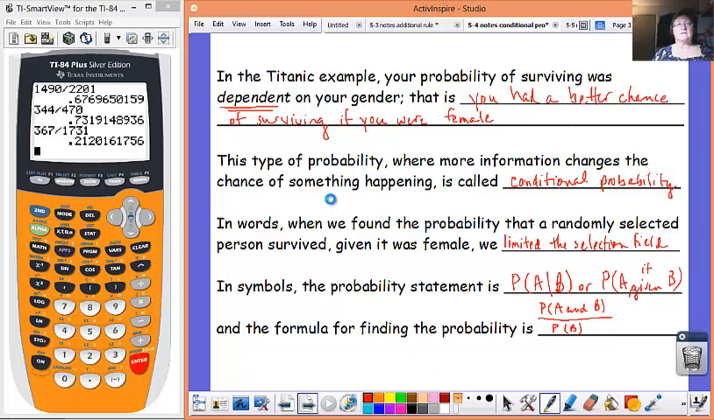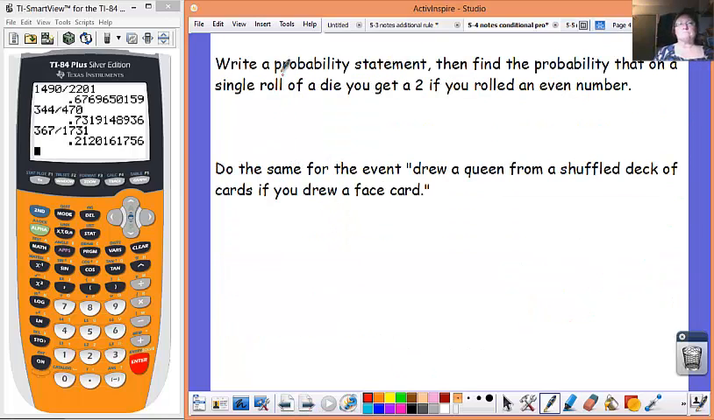Let's see how that works in a couple of examples here. It says that we should write a probability statement, then find the probability that on a single roll of a die you get a 2 if you rolled an even number. Okay, so if we're writing the statement, probability of 2 given we were even. And I would love to have you think about the math here.